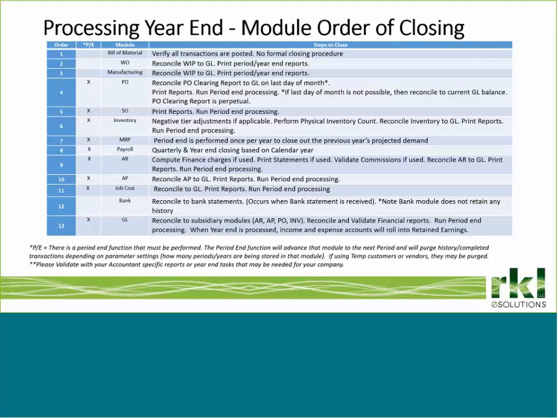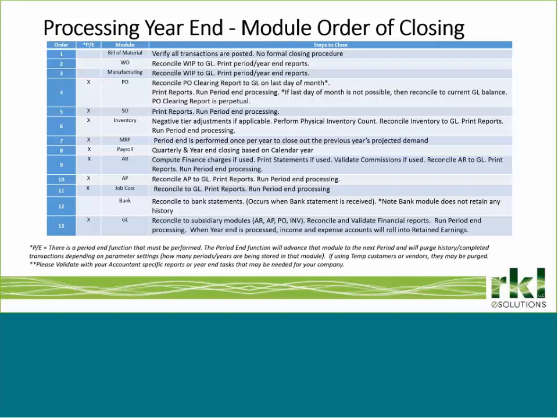Then the next thing I have here is a checklist of the order that you should close the modules. And again, this should be done every single month end. On this grid, the second column where it says PE is indicating whether or not there's an actual period end function that needs to be performed in that module. So some modules don't actually have a period end function.